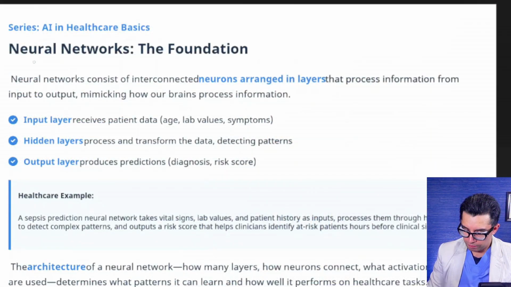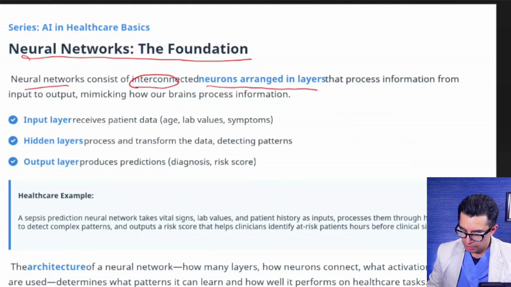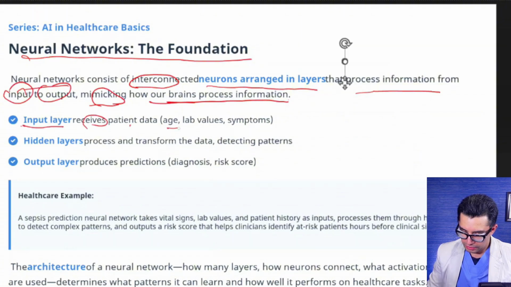Okay, neural networks. This is the foundation, my friends. So neural networks consist of interconnected neurons arranged in layers, and they process information from input to output, mimicking how our brains process information. Input layer receives patient data: age, lab values, symptoms. Then hidden layers process and transform the data, detecting patterns, and the output layer produces predictions like the diagnosis or risk scores.